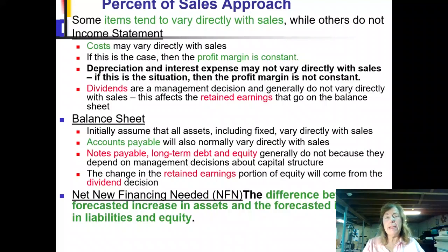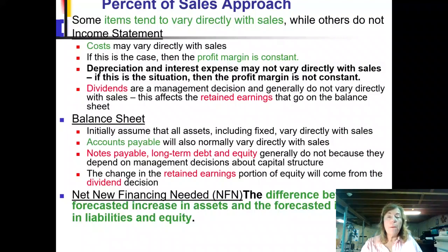Depreciation, we know, is based on book value of our assets, so that may not vary directly with sales, and interest expense also won't. If that is true, then our profit margin will not be constant. Dividends are a management decision and generally do not vary directly with sales. This will affect the retained earnings that goes on the balance sheet, just as we saw for our gourmet coffee company.